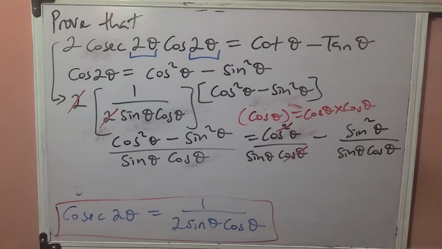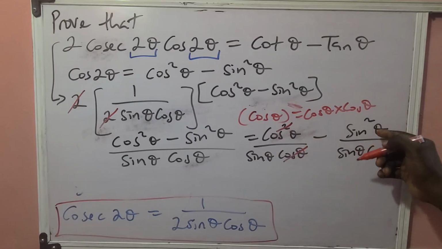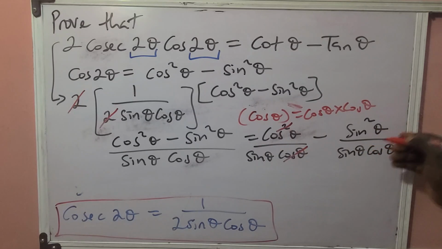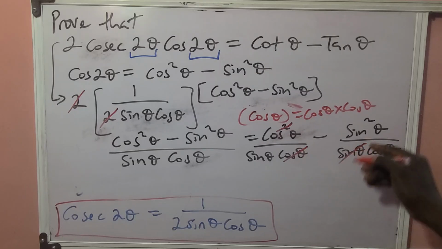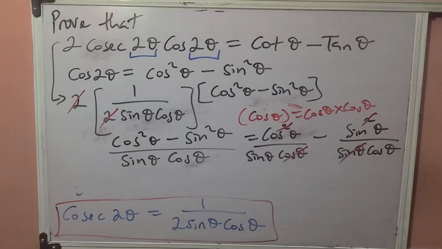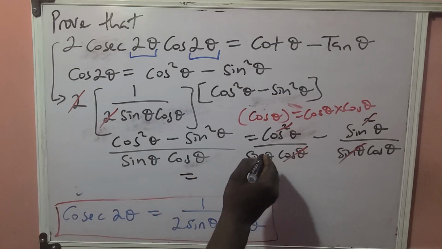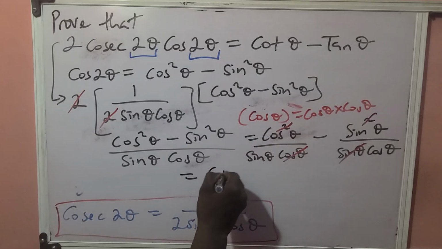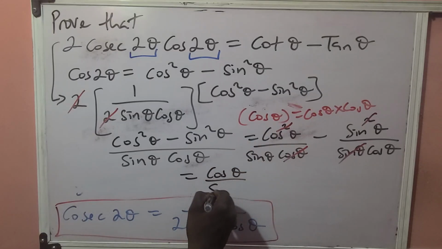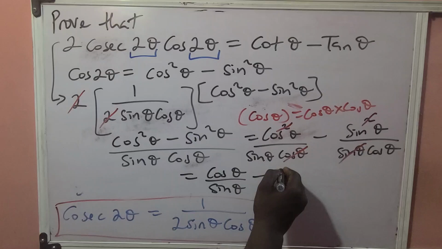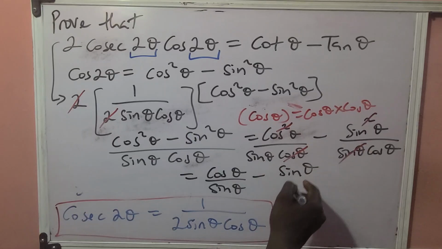And the same thing goes for sine square theta. This is the same thing as sine theta times sine theta. So one of these sine theta can be cancelled out with the denominator. So what you need to go on to do then is to bring out the resultant of that, and we'll be left with just one cos theta here. We have cos theta over sine theta minus, we're left with just one sine theta now, sine theta over cos theta.